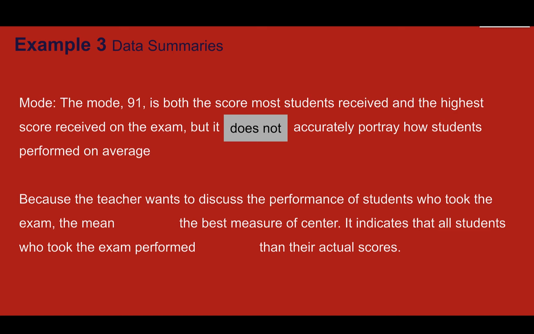Going back to our original question of, is 71 a good representation? We would say, because the teacher wants to discuss those who took the exam, the mean is not the best measure. Okay, using that one indicated that all students who took the exam performed worse than what they got, which might make some students feel better. Hey, the average student had 71. You're thinking to yourself, oh, I got 85. But 87 is really more the middle.